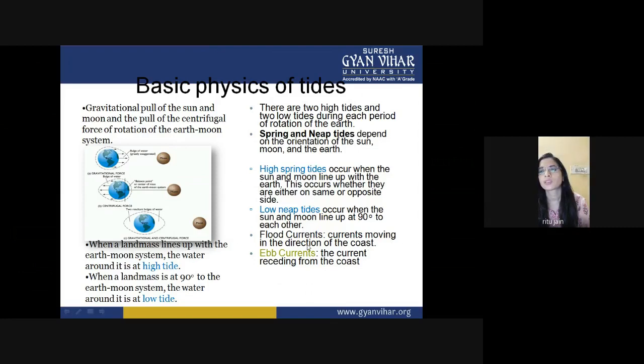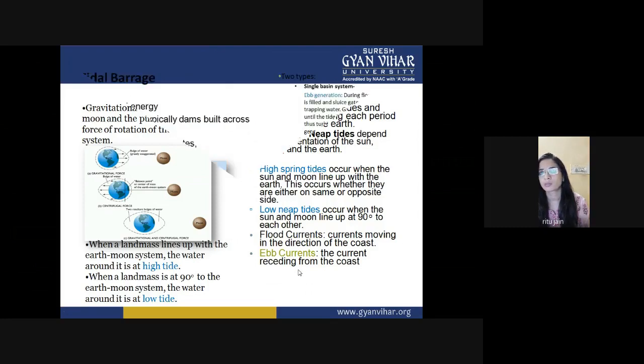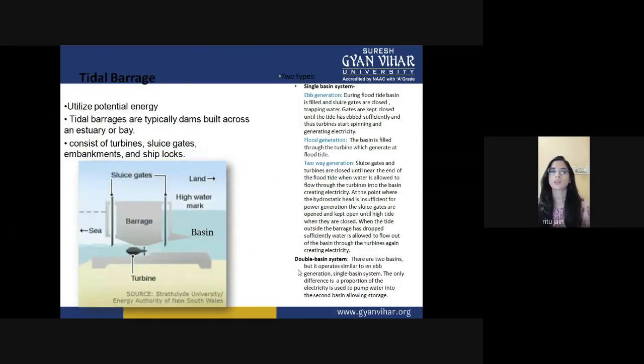Flood currents move in the direction of the coast, while ebb currents recede from the coastal areas. Now, the tidal barrage is the utilization of potential energy. Tidal barrages are typically dams built across an estuary or bay, consisting of turbines, sluice gates, embankments, and ship locks.